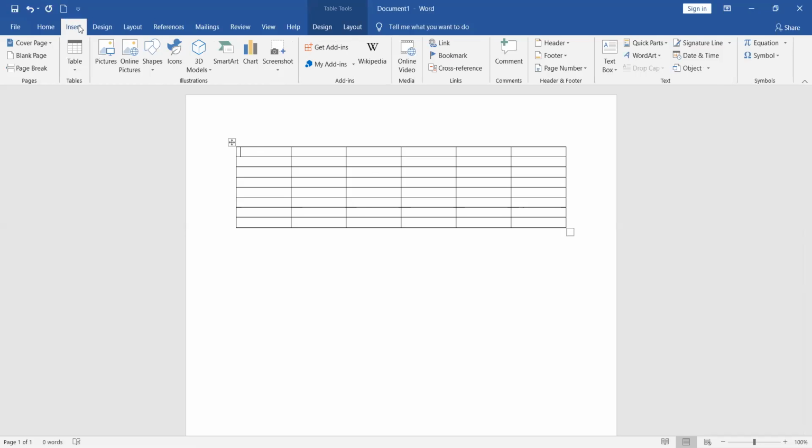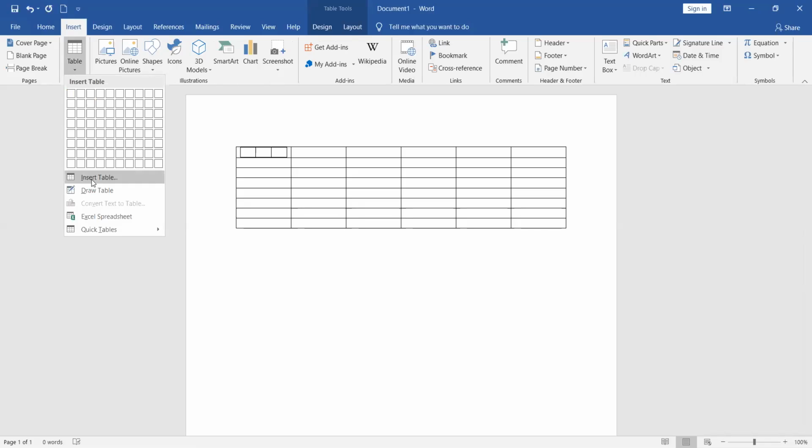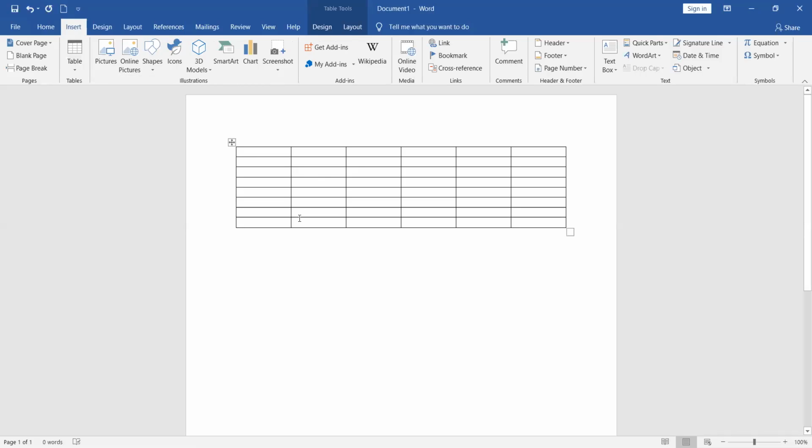Where do we go to get our option for table? Insert table. You can either do it on the top here or you go to insert table and you can get your 6 columns and your 8 rows. It will come on your sheet like this.